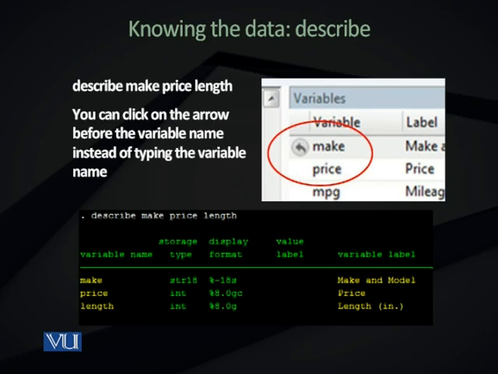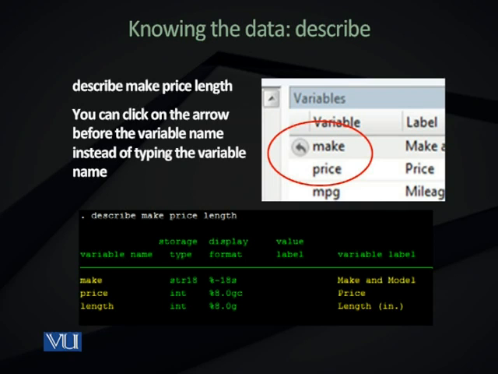So it is better to type describe and then just click on the arrow that appears against each variable name, for proper functioning of the command. So you don't type each variable name. Sometimes the variable names are long and you commit spelling mistakes. This is the way you can easily do your job.